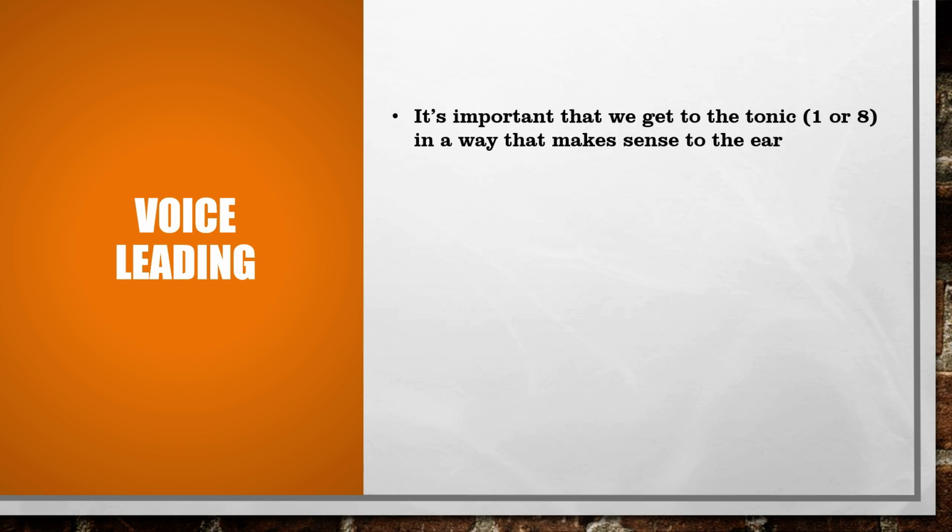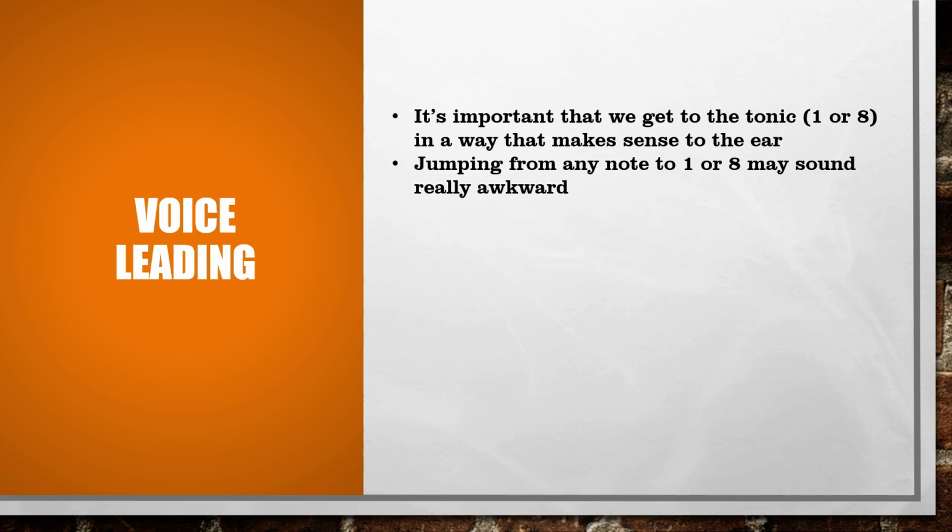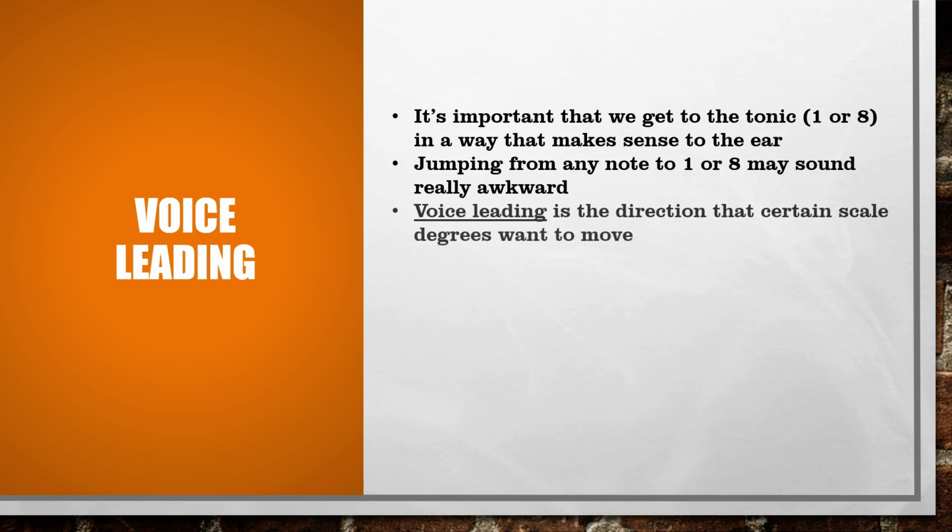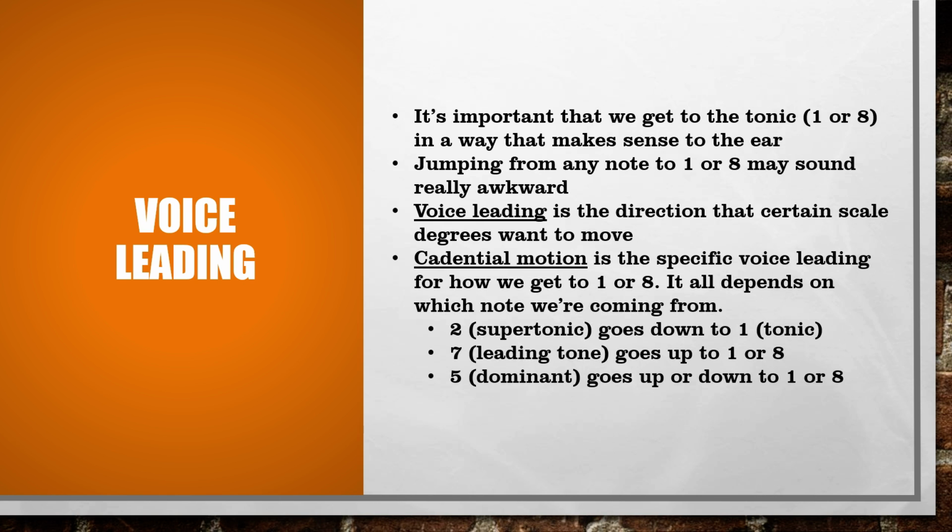So it's important at the end of our melody here that we get back to the tonic, whether that's the 1 or the 8, but it has to make sense to the ear. If we go there from a random note, it's going to sound incomplete or just a little bit awkward. And we definitely don't want to jump from a note that's far away, like the 4th or maybe the 6th. So it's just going to sound awkward. So voice leading is the direction that certain scale degrees want to move, and in a melodic cadence, there are 3 different ways that we want to happen.